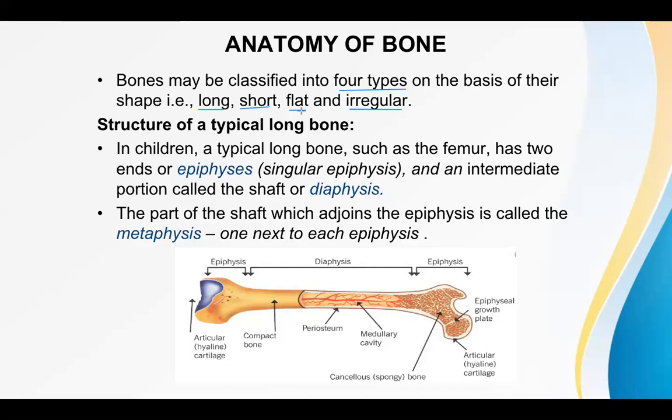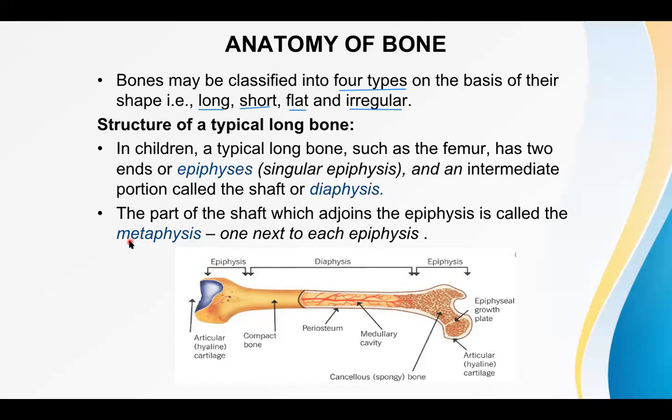If we talk about the structure of a typical long bone in children, what are the important terms there? Now let me explain this with the help of a diagram. So this is a typical long bone. This is femur, the shape looks like femur. It has got two ends, which are called epiphyses. The lower end and the upper end are both epiphyses. And the middle part, the shaft, is called diaphysis.